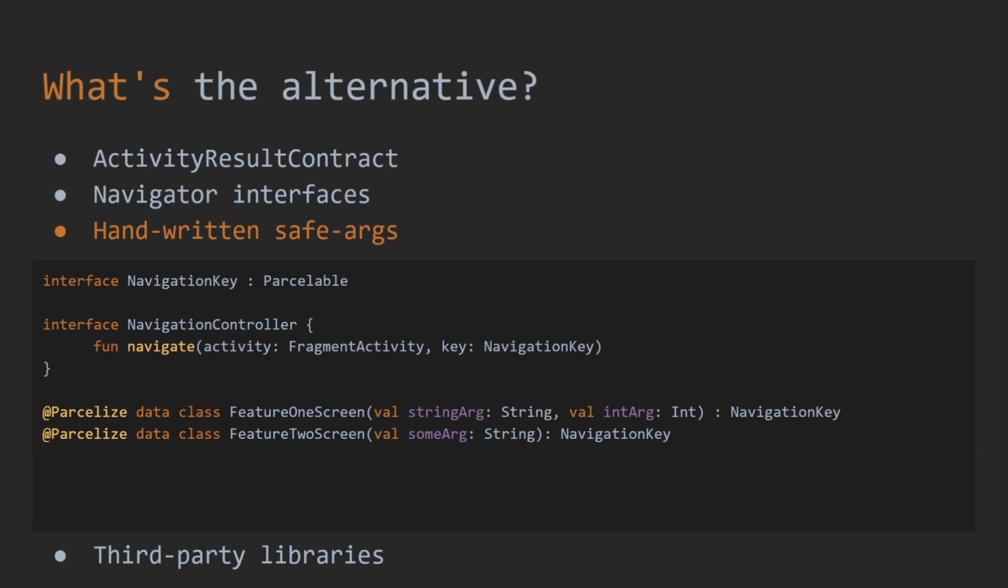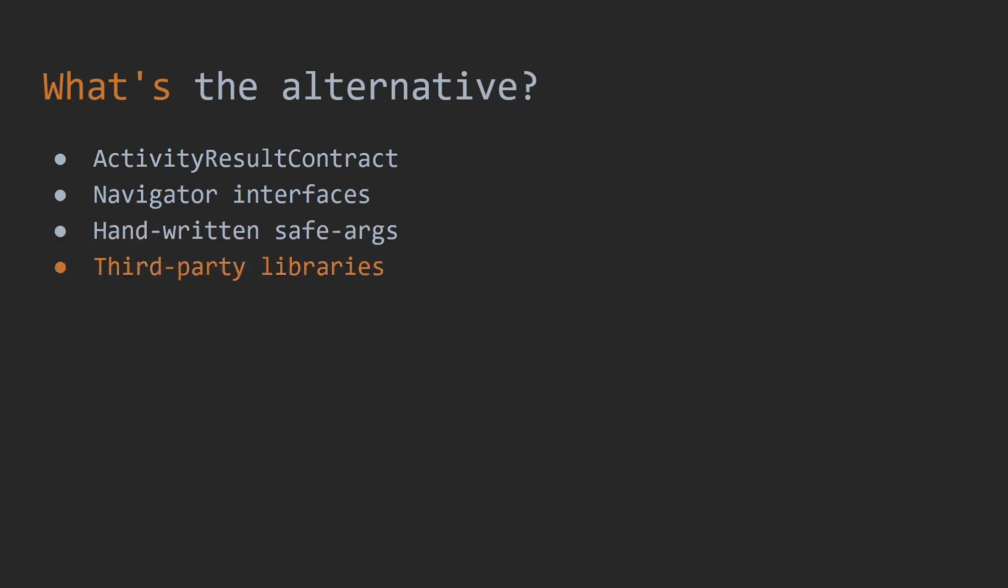Of course, you can get a little bit more complex with this and combine this solution with navigator interfaces to avoid having that big when statement, but that's getting into more complex implementations. And your final option, of course, you could depend on a third-party library to do some navigation in your application. There's actually no hugely popular third-party options out there, and what is out there is mostly varying implementations of the strategies that I've just mentioned.